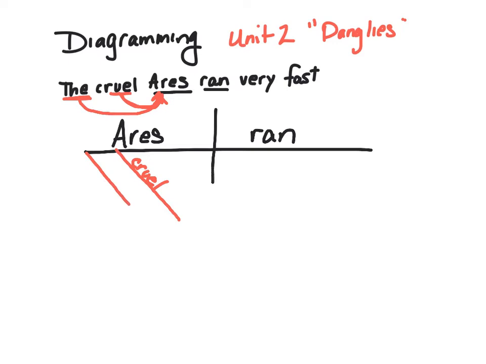Now, if you notice, I don't have enough room on my line, so I'm going to have to extend that line out because you don't want to have lines join on the ends. Now, the is capitalized in the sentence, so I have to keep it capitalized here. The cruel Aries. Now, in the diagram, you can now see that these words are related because they connect.